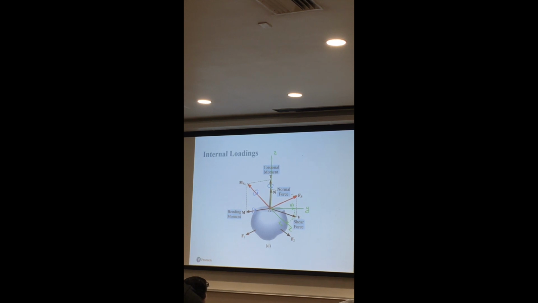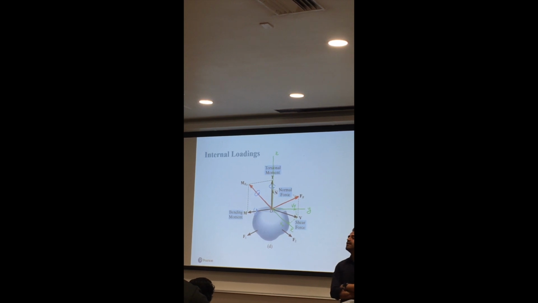Okay, some say normal, some say shear. Why normal? Somebody said normal. They're both normal to the cross-sectional area. Okay. Normal to the cross-section area. Okay, why shear? Somebody said shear. I think you could see it as forces touching on the plane, which causes the moment. Okay, good. So we have two completely opposite answers.